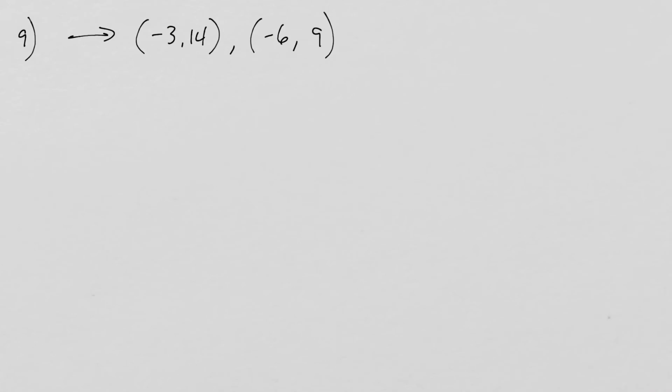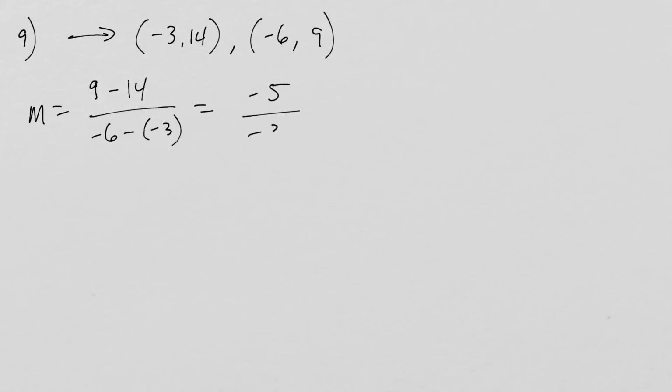Okay, number 9, you want to put this in standard form. There's a line going through these points, so let's first find the slope. That's y2 minus y1 over x2 minus x1. This is going to be negative 5 over negative 6 plus 3 is negative 3. So that's 5/3. And then let's put this in point slope form.